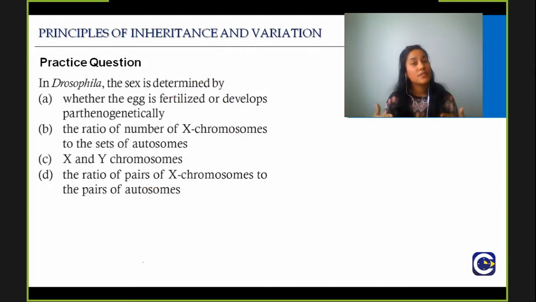See, this is again a previous year question. I haven't done it by myself. In Drosophila, the sex is determined by whether the egg is fertilized or develops parthenogenetically, the ratio of number of X chromosomes to set of autosomes, X and Y chromosome, the ratio of pair of X chromosomes to the pair of autosomes. Tell me the answer.